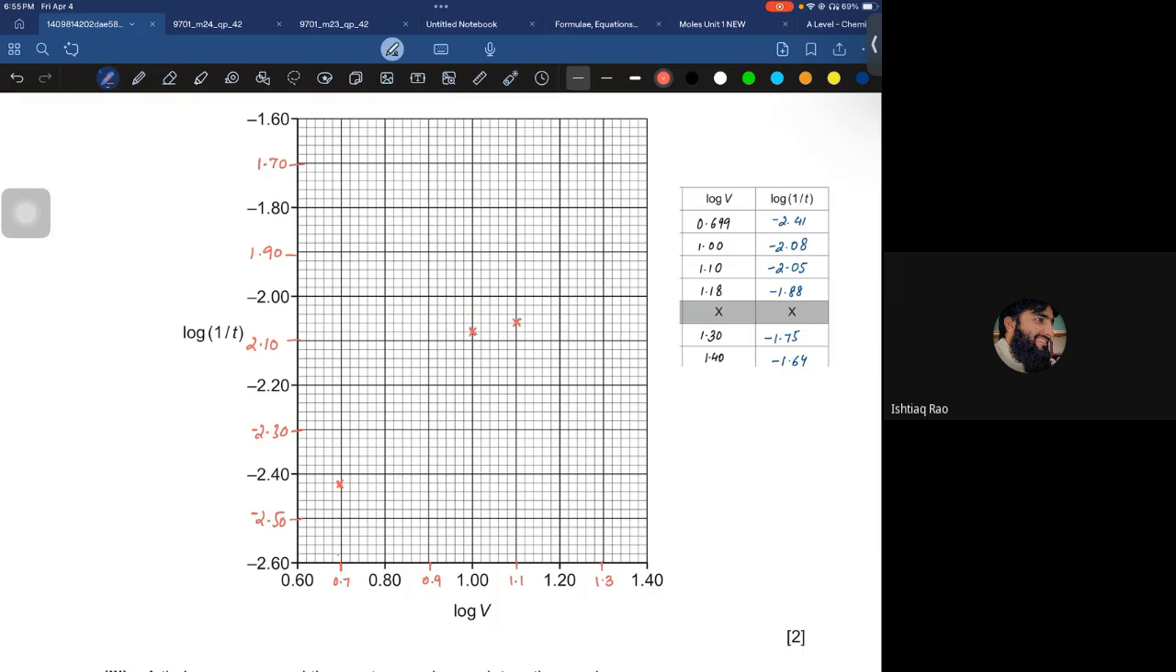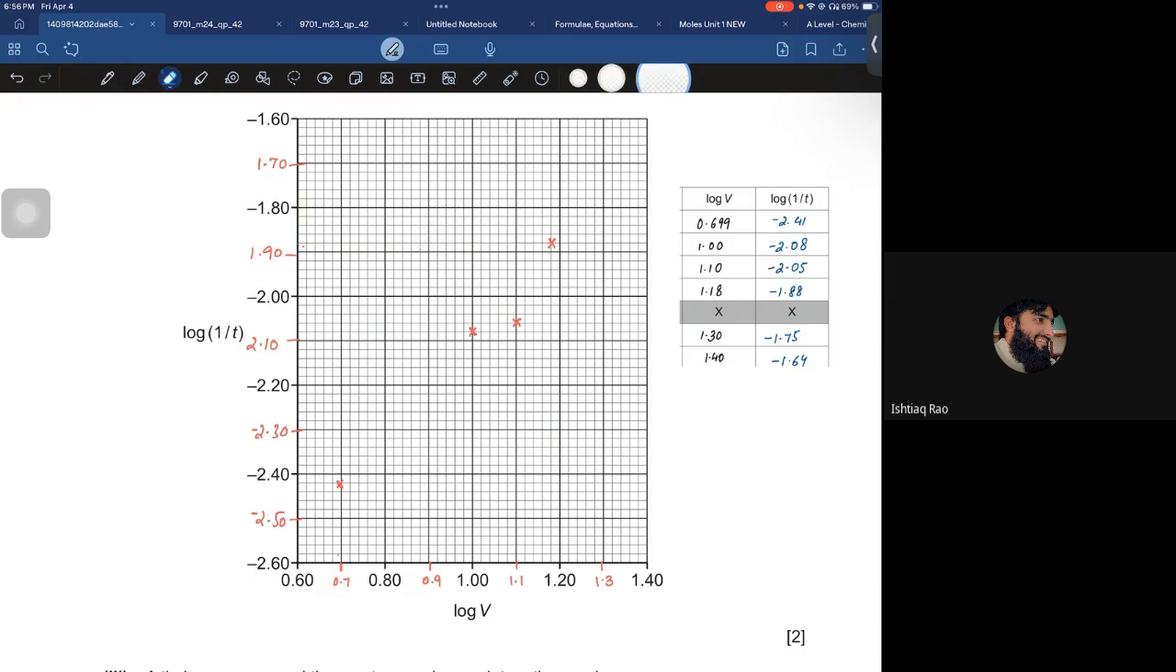And the next point is 1.18 and then negative 1.88. So 1.18 would be around, of course, it would be there. 1.88, right? Sorry, it is 1.88. So 1.88 would be between 1.8 and 1.9, so 1.88 would be there. So this is the next point I got.